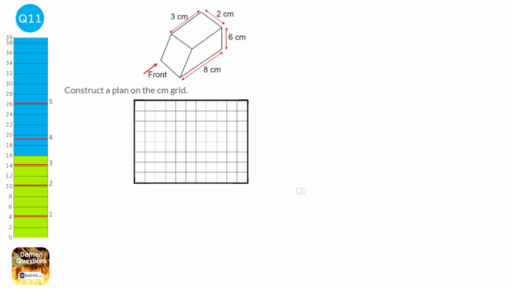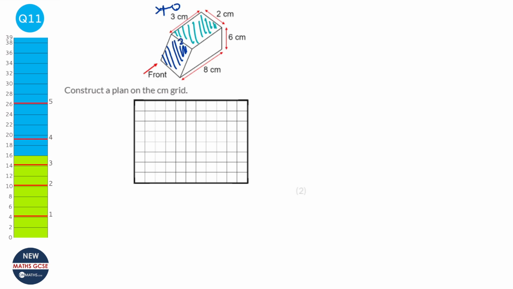A plan is a view that you would get if you were on top of the shape. So you were in an airplane or something looking down on the shape. So the sides of this that we'll see, well, we'd see this bit here, and we would see this bit here. So I'm going to start off with the first bit I shaded, and we've got to figure out what the different lengths will be.